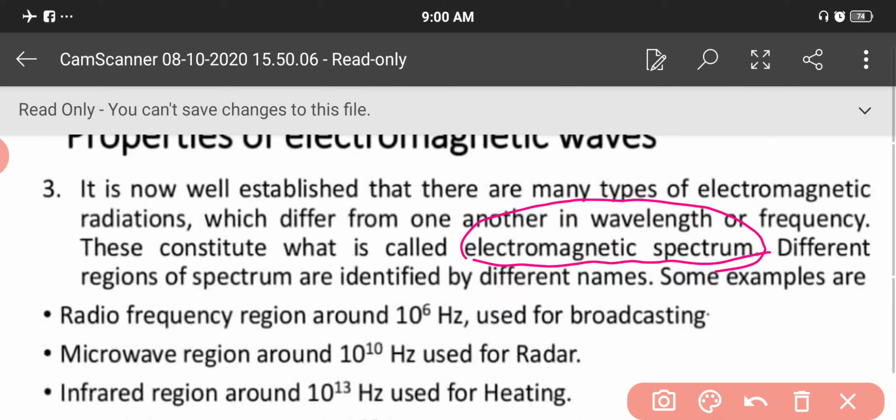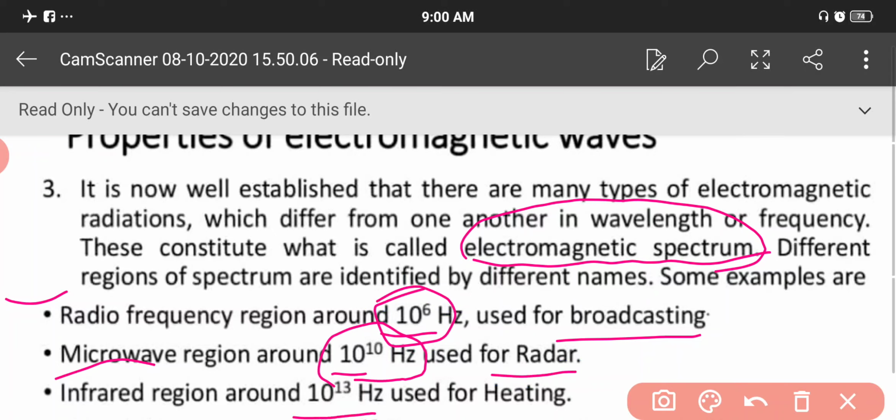So what are these EMR, electromagnetic radiation? For example, radio frequency, having frequency 10⁶ hertz, which is used in broadcasting. Second is microwave. The frequency of microwave radiation is 10⁻10 hertz. It is very important for MCQ and it is used for radar. Another is the infrared region. The frequency of the IR region is 10⁻13 hertz, which is used for heating.